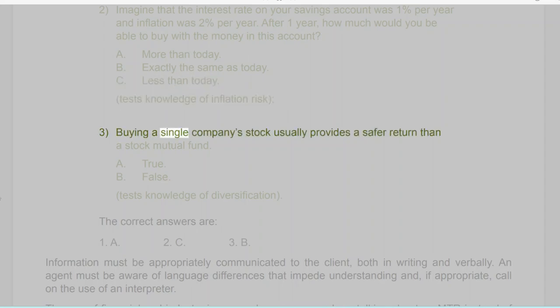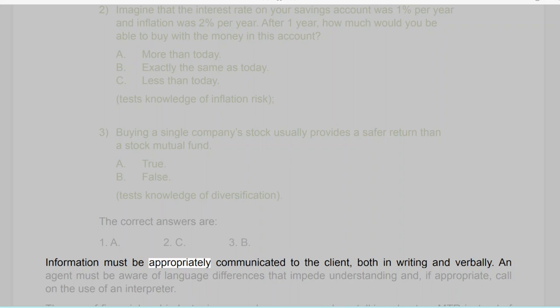3. Buying a single company stock usually provides a safer return than a stock mutual fund. A. True. B. False. Tests knowledge of diversification. The correct answers are 1. A. 2. C. 3. B.